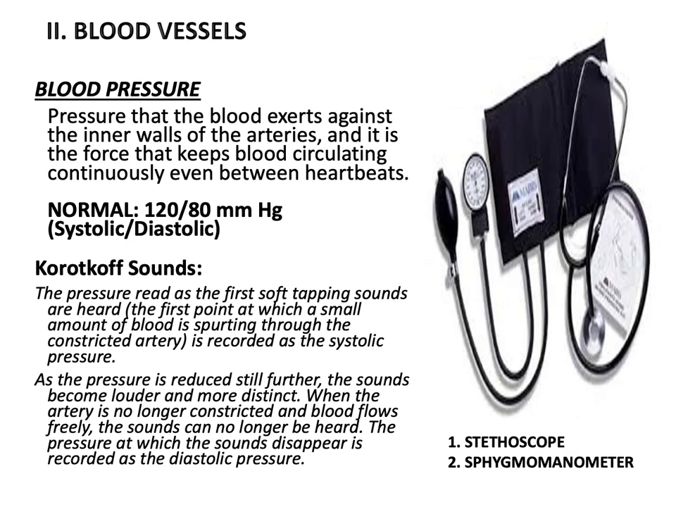And lastly is the blood pressure. Blood pressure is the pressure that the blood exerts against the inner walls of the arteries. Here, we are also talking about the arteries because it carries oxygenated blood. And it is the force that keeps the blood circulating continuously, even between heartbeats. The normal blood pressure is 120 over 80 millimeters of mercury or mmHg. Systolic is contraction. Diastolic is relaxation. Now, we need stethoscope and sphygmomanometer to measure BP.